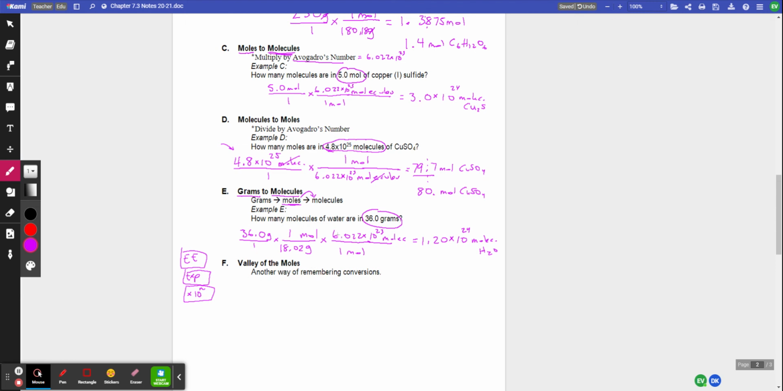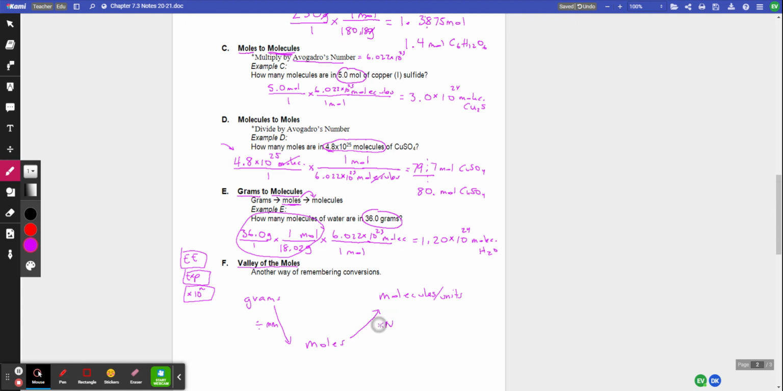Last but not least, a way to remember if we're multiplying or dividing is called the valley of the moles, where moles are in the valley at the bottom. Molecules or units are on the right, and grams are up on the left. Okay, and remember when you go down into the valley, you're going to divide by the molar mass. So that means that the grams should appear on the bottom, just like they did right here in the previous problem. If you go up out of the valley, you're going to multiply.